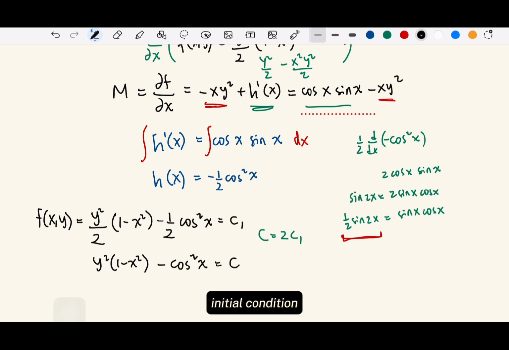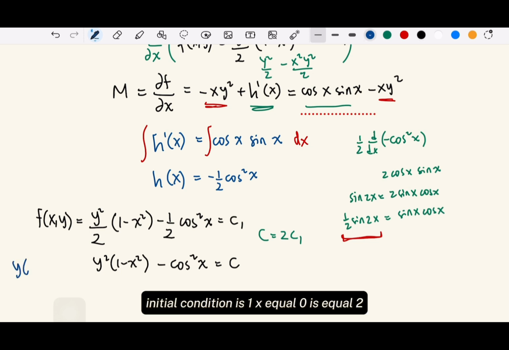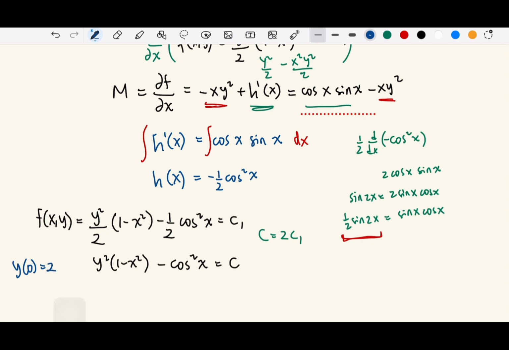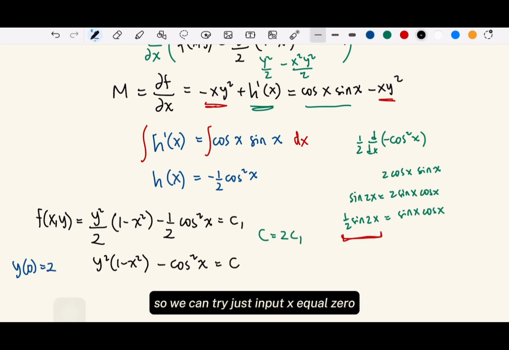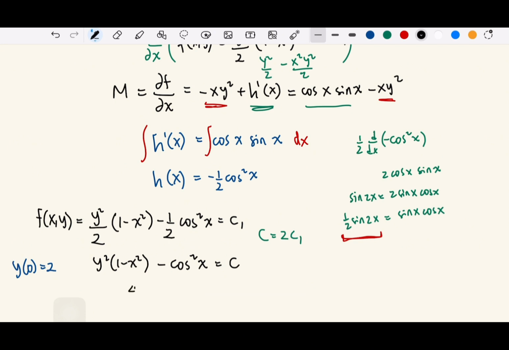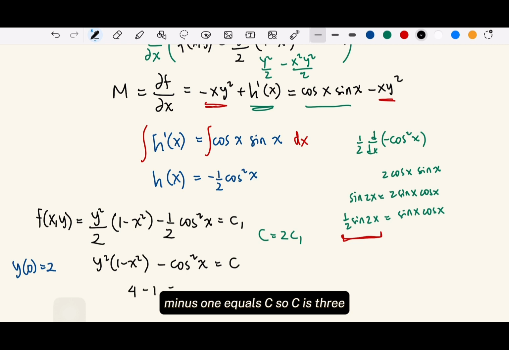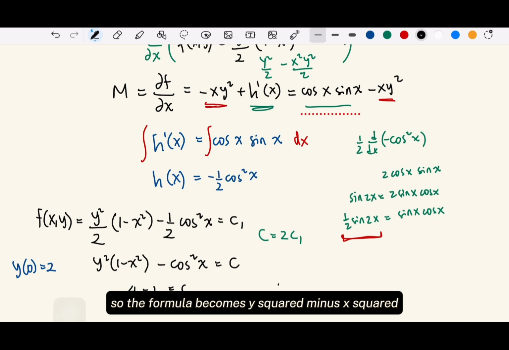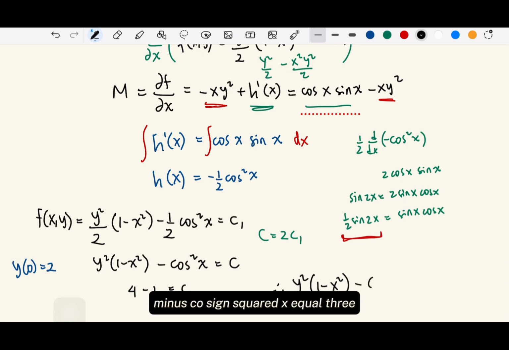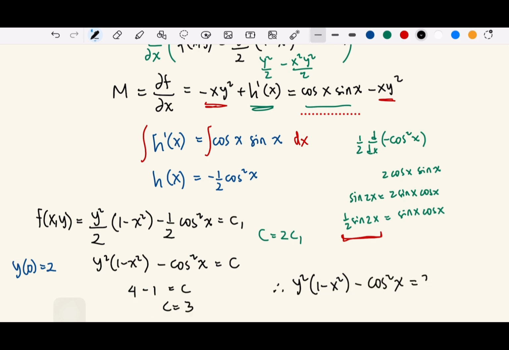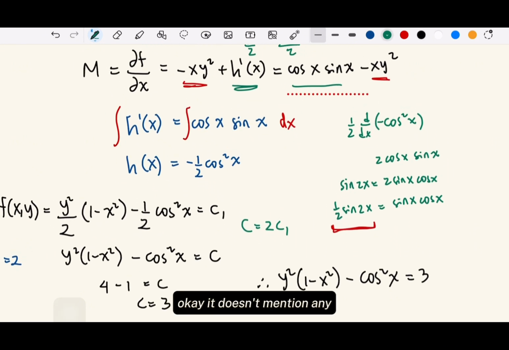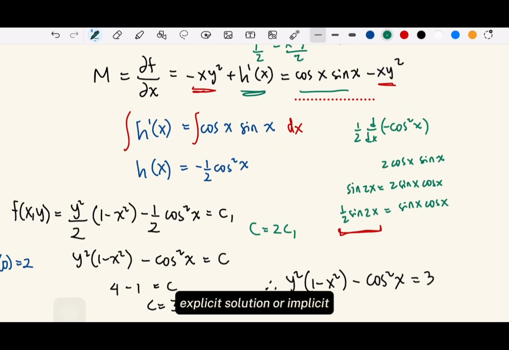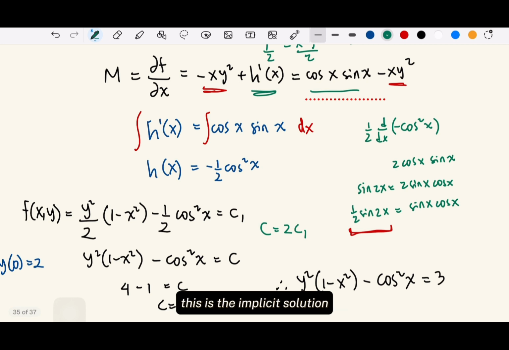And the initial condition is when x equals 0. So we can try just inputting x equals 0. So this will be 4 minus 1 equals c. So c is 3. So the formula becomes y squared times 1 minus x squared minus cosine squared x equals 3. It doesn't mention any explicit or implicit solution. We can just write this and say this is the implicit solution.